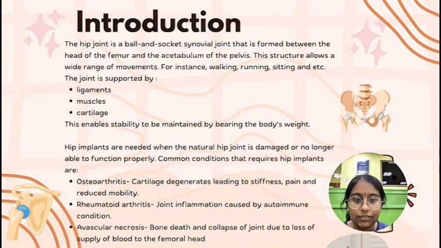Hip implants are needed when the natural hip joint is damaged or no longer able to function properly. Common conditions that require hip implants are osteoarthritis, rheumatoid arthritis, and avascular necrosis.